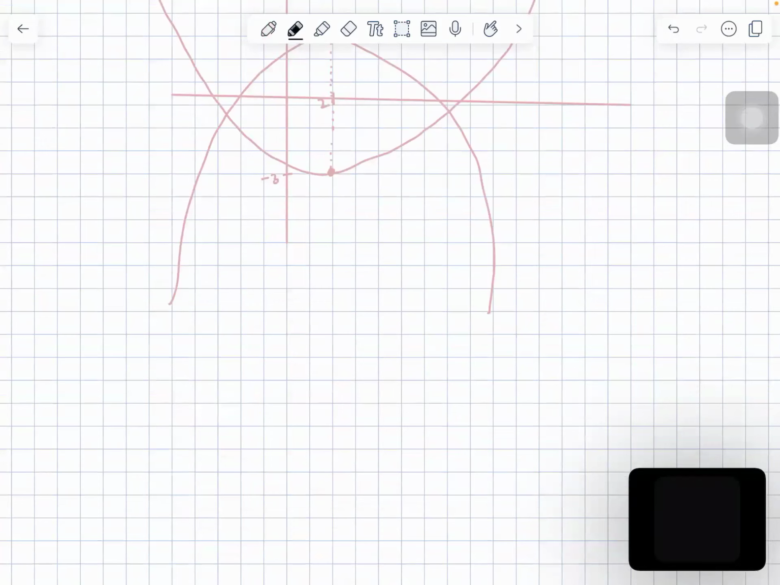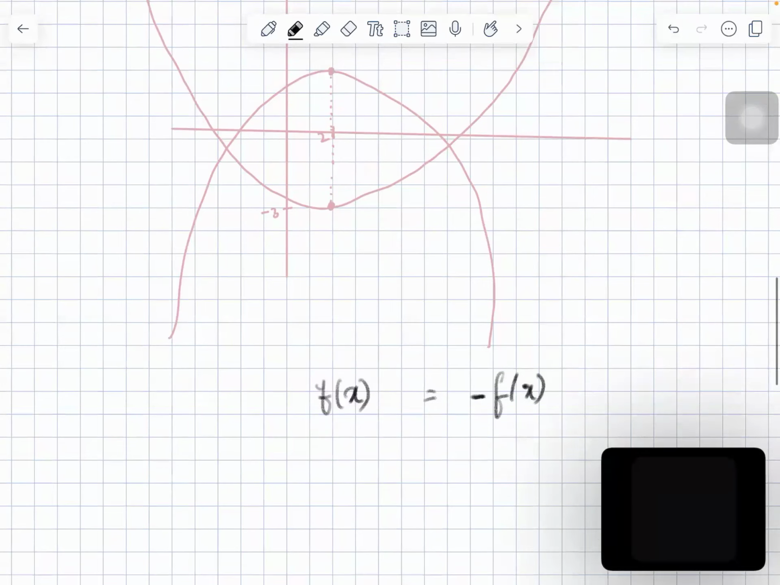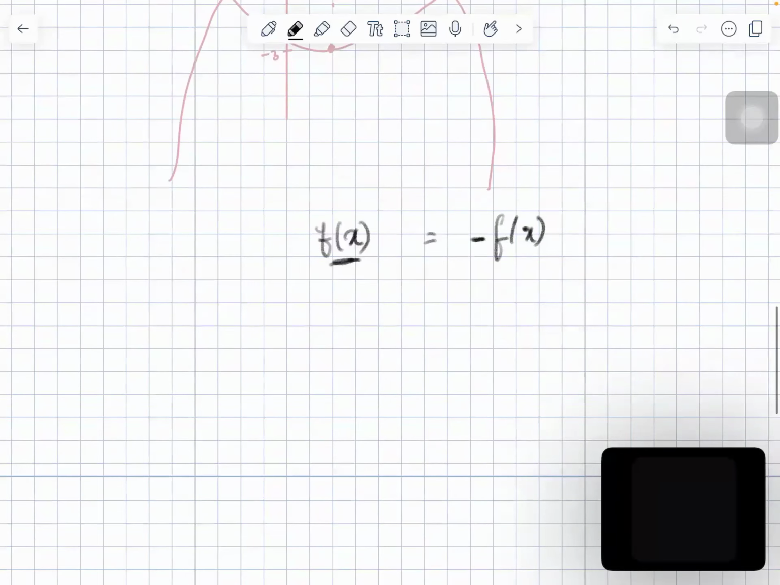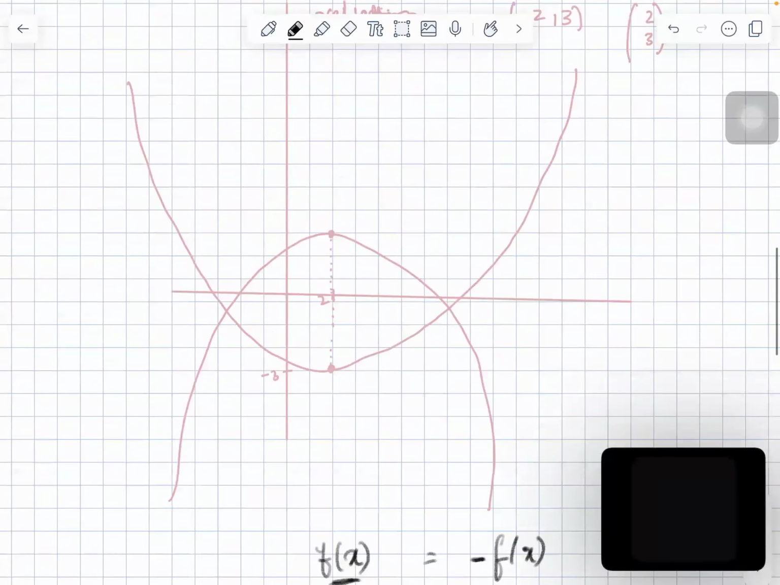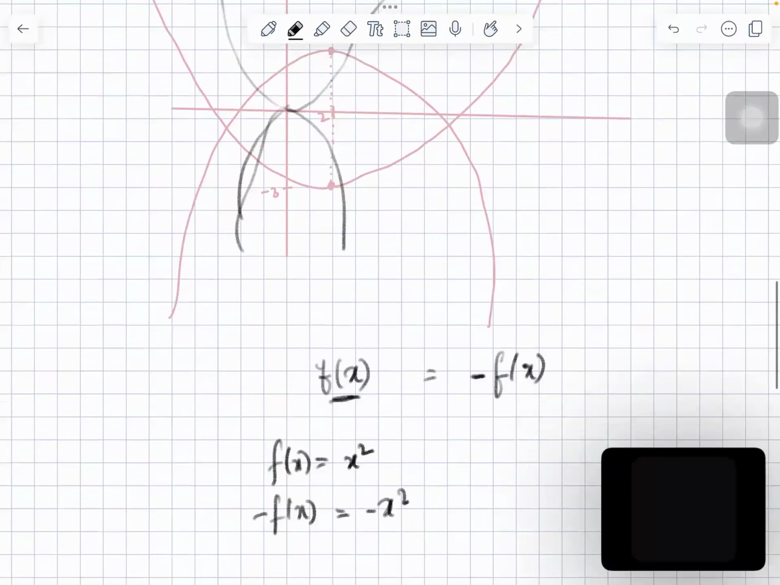All right. If they give you a negative f(x), then you're going to reflect it. Reflect it to where, x-axis or y-axis? It depends on what you have here. If f(x) equals x square, and now it's negative f(x), which means it's negative x square, so it's going to be this. But of course, if it was like this, it would be like this, also in the y-axis.